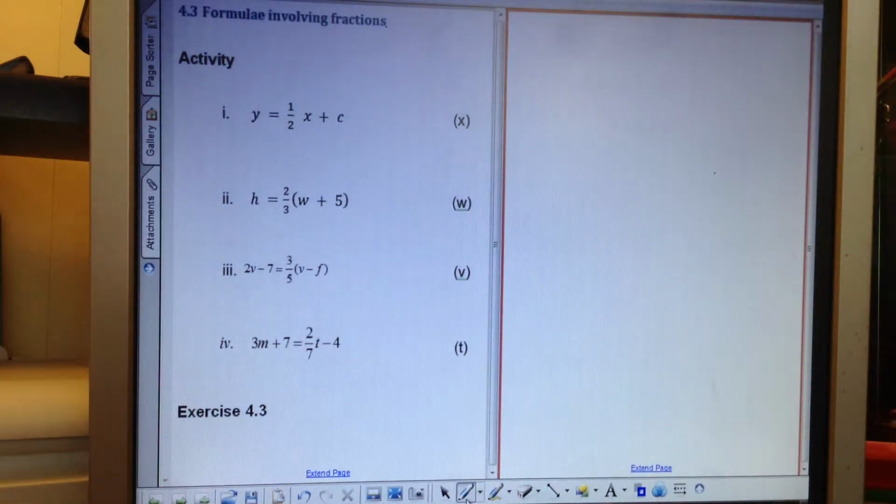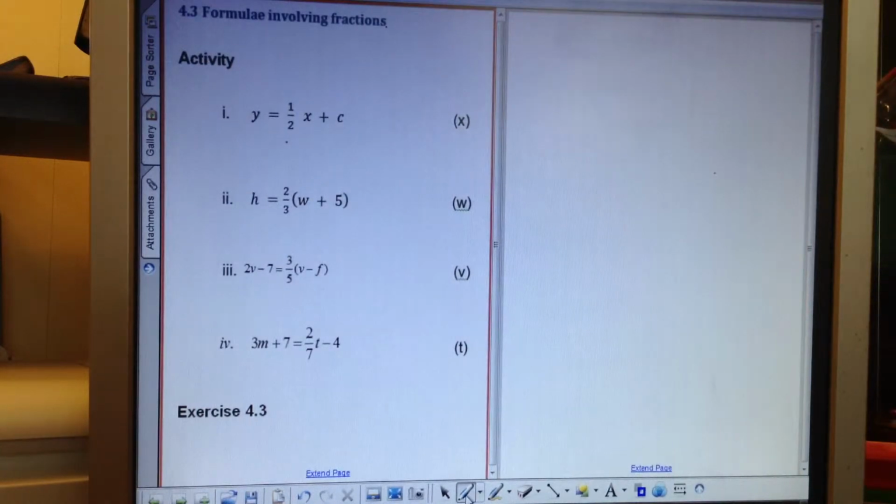Okay, we are now on 4.3, formally involving fractions. Now in the examples above, you notice that we have a fraction here, we have a fraction there, a fraction and a fraction. So these are cases where we have fractions in the formula.